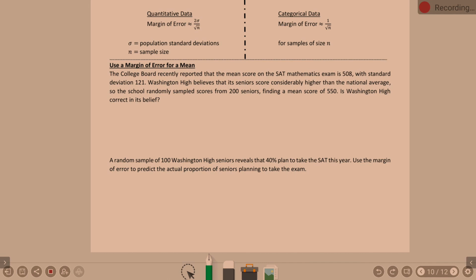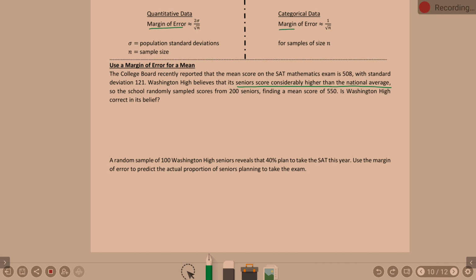Okay, so here's the deal. The SAT mean is 508, yes? They're saying their mean is 550 based on their sample. Is that what their claim is, that its seniors score considerably higher than the national average? Is 550, quote, considerably higher than the national average? Well, we don't know. Just looking at the numbers, is 550 considerably higher?